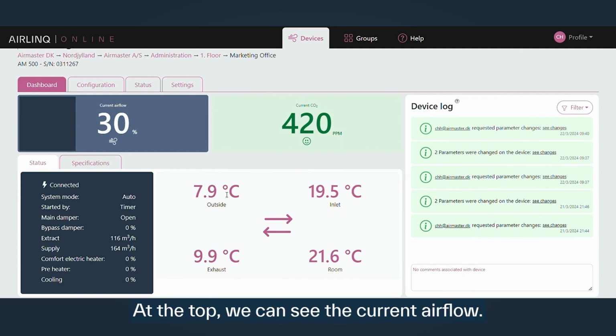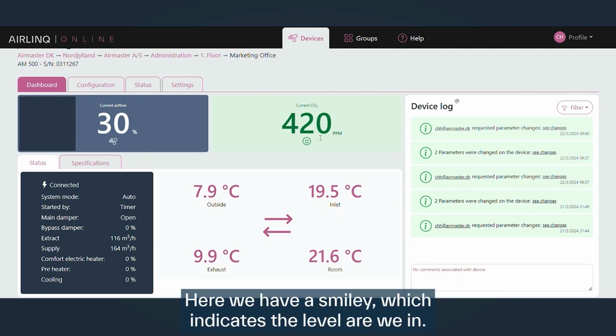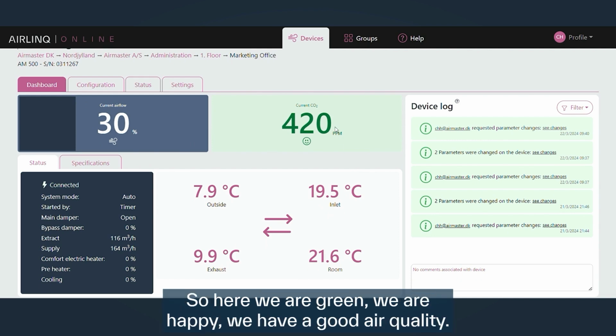In the top we can see the current airflow, so what it's actually running with right now. And then we also see the current CO2, so what is the CO2 level right now. Here we have a smiley which indicates which level we are in. So here we are green, we are happy, we have a good air quality.